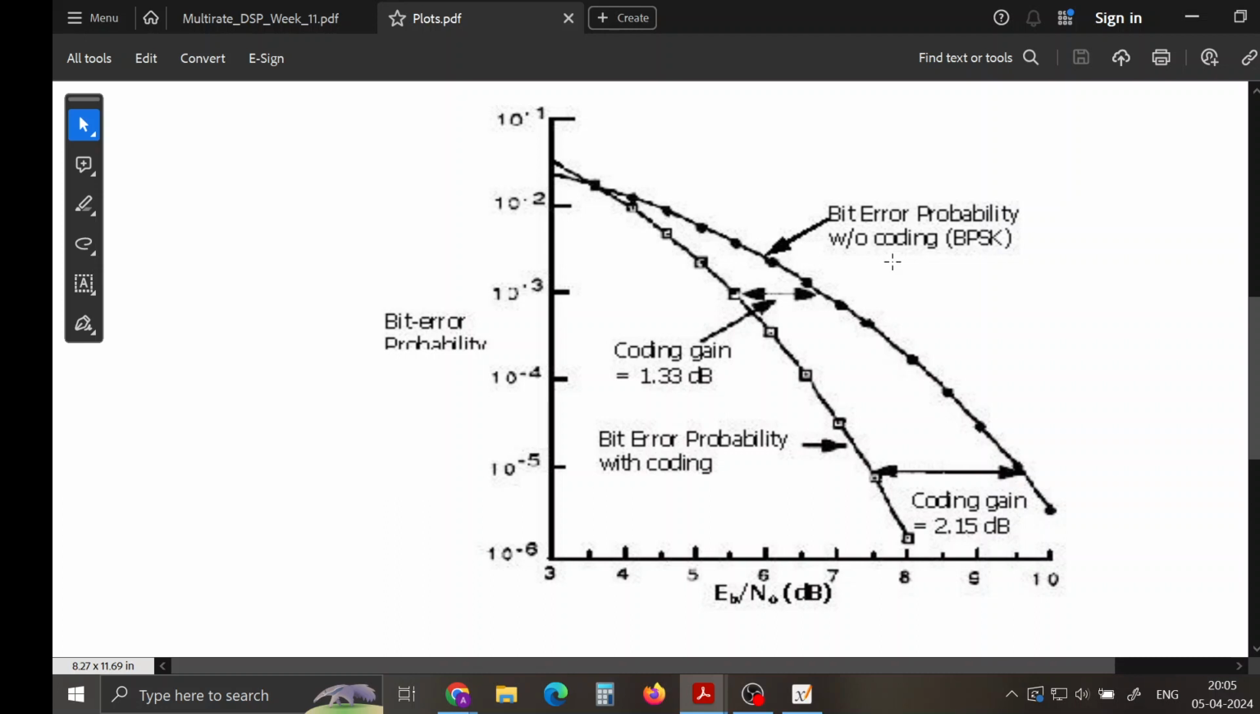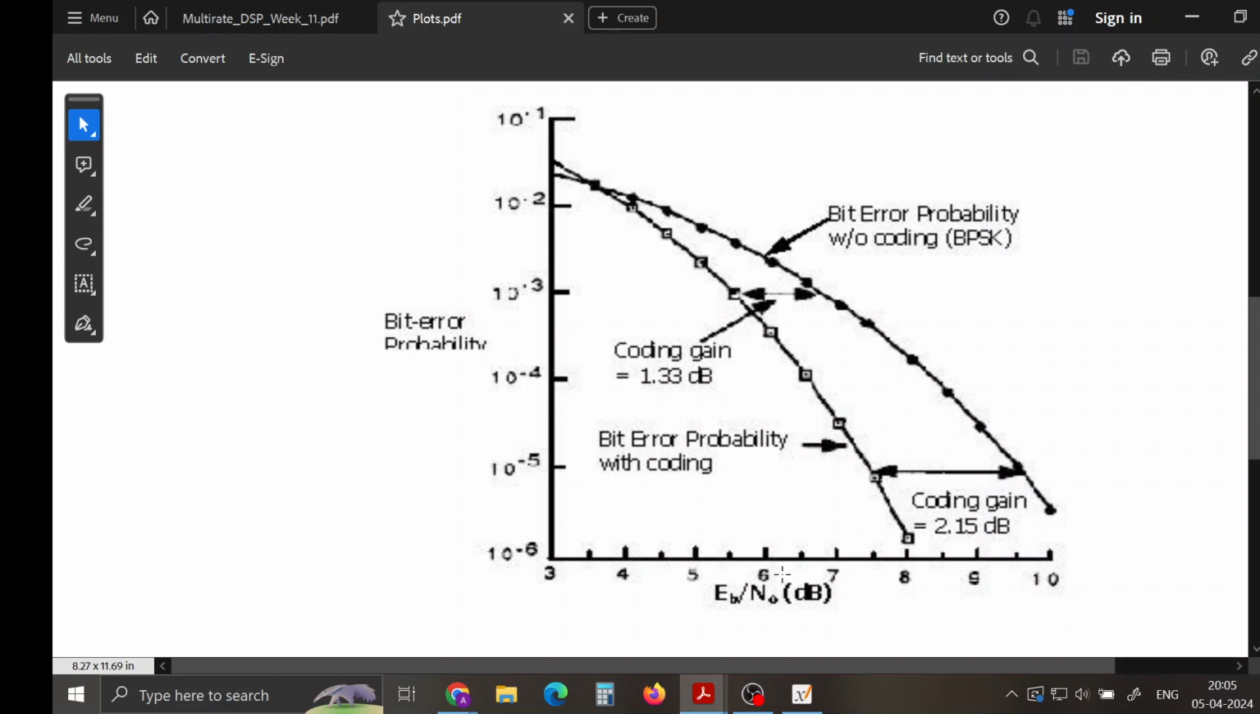So in that case, it's a 50-50 chance that you can either decode it correctly or decode it incorrectly. So that's a worse situation. That's why you see the bit error probability curve there is on the higher side. It has poor performance. But on adding coding, you see that this curve shifts to the lower side.